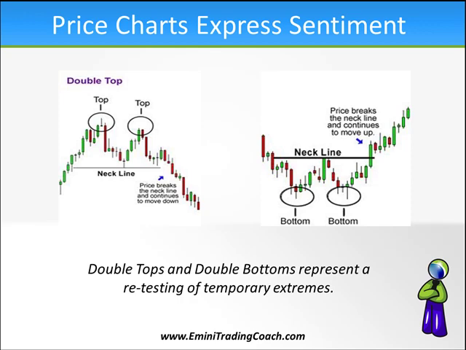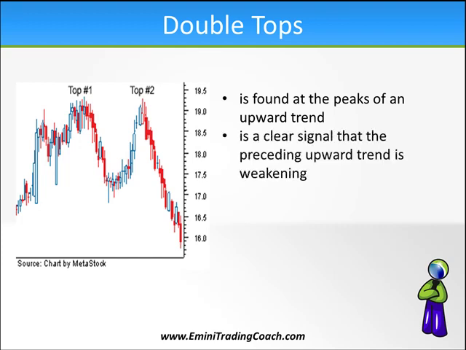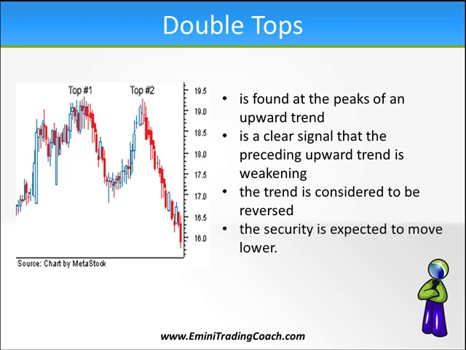In a double top, we see that the stock is in an uptrend and it makes a peak. As we come back and retest that peak, top number 2, this is a clear signal that the price is weakening because we're unable to make a new high. Therefore, the trend is considered to be reversed, and as we head down, we are now making a move lower, and again, the trend is reversed.